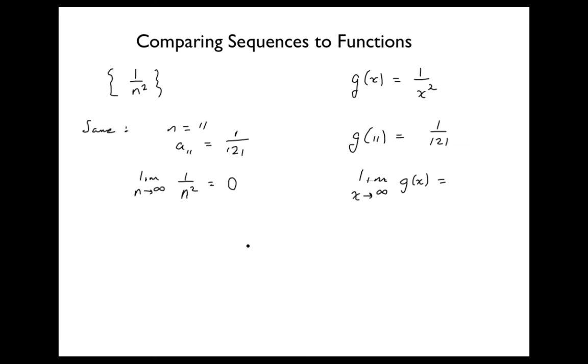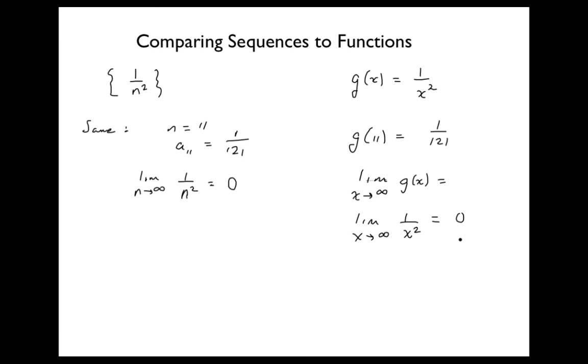Just take a big enough n, right? If you want to get closer than the person next to you, then you'll take a bigger n, and you'll get that close. Same thing with this limit. So the limit as x approaches infinity of 1 over x squared is likewise 0. So this is how we're going to use functions. We're going to use the equivalent function often to test the limit of the sequence because they're the same.